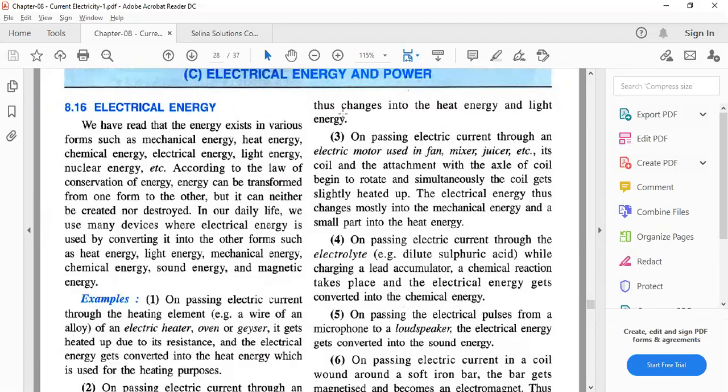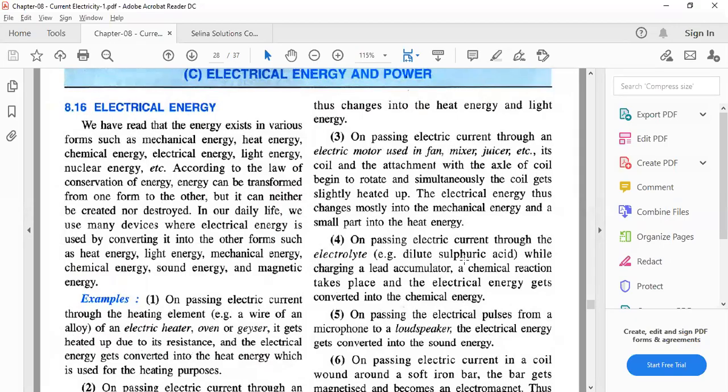The third one: on passing electric current through an electric motor used in a fan, mixer, and juicer, the coil and the attachment with the axle of the coil begin to rotate, and simultaneously the coil gets slightly heated up. The electrical energy gets converted into mechanical energy and a small part into heat energy. Now you are aware of this in the case of mixer and fan.